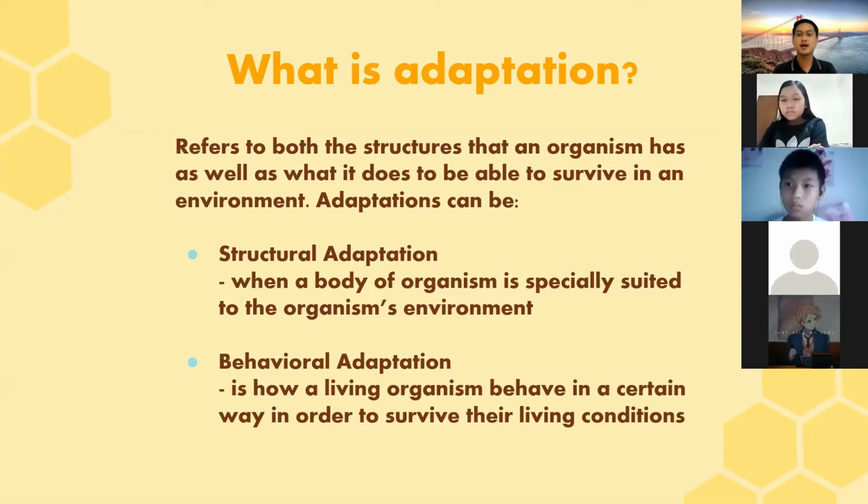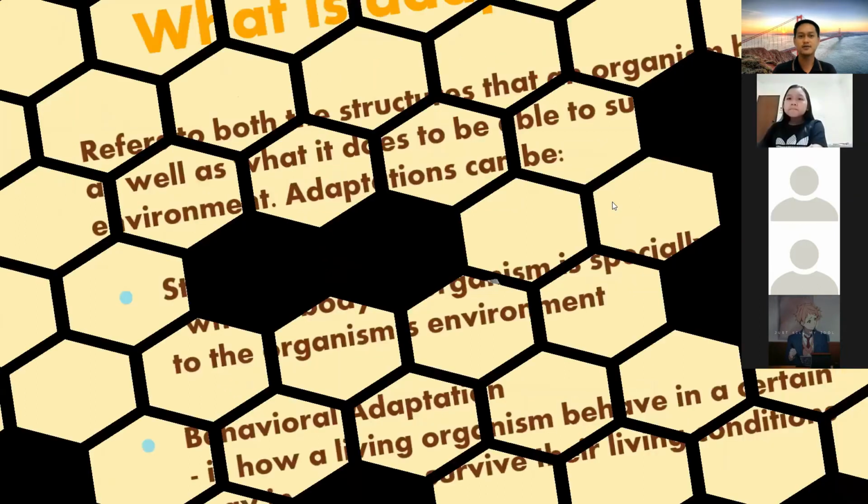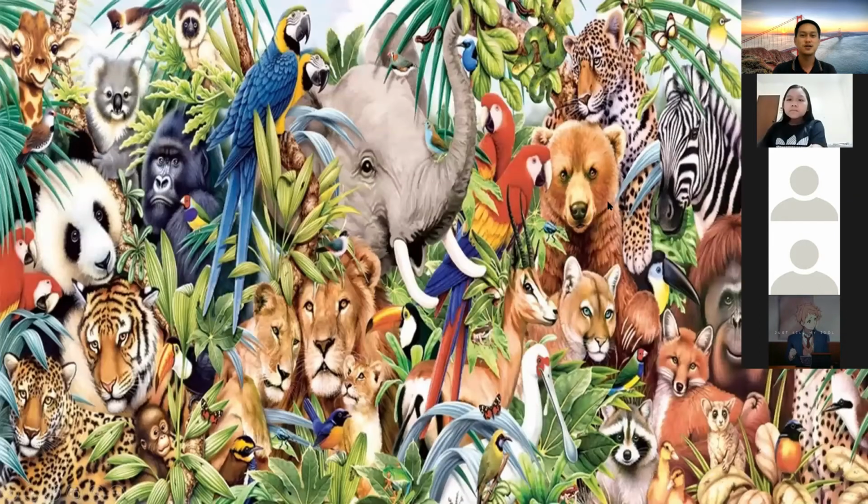Structural means it is how the parts of their body were made so that they can live or survive in their environment. Behavioral is how they behave in their environment so that they can survive. Okay, so here is a picture of different kinds of animals.